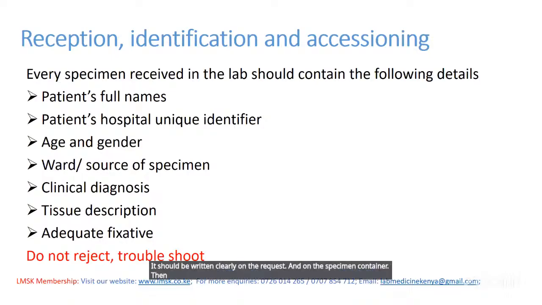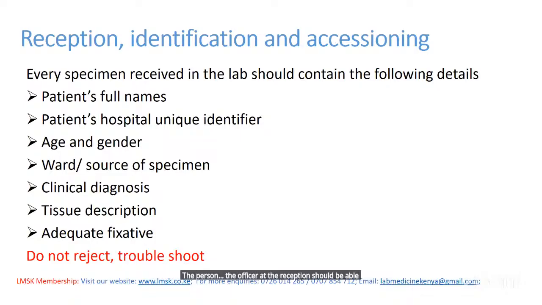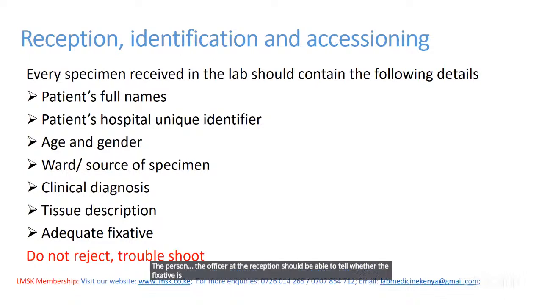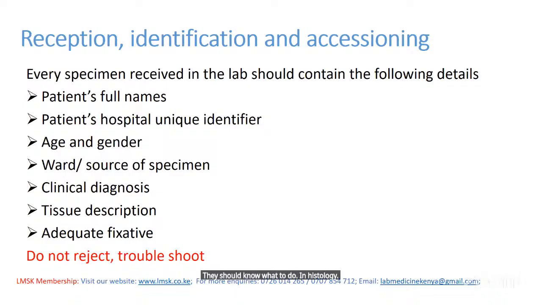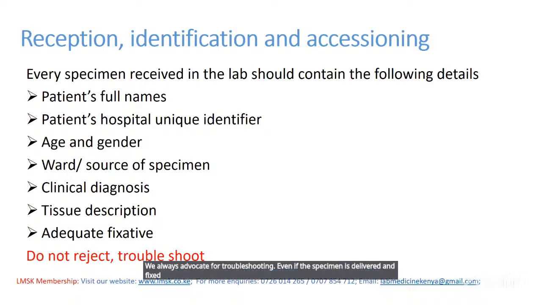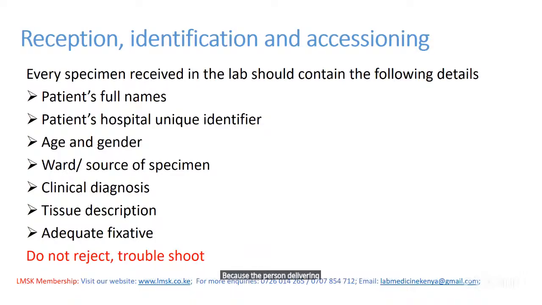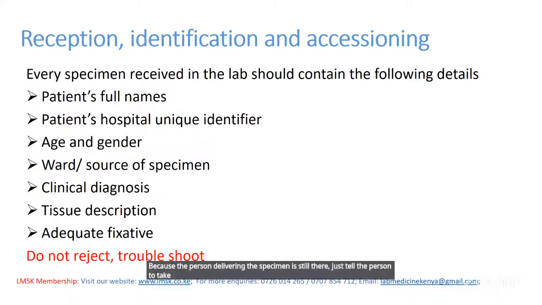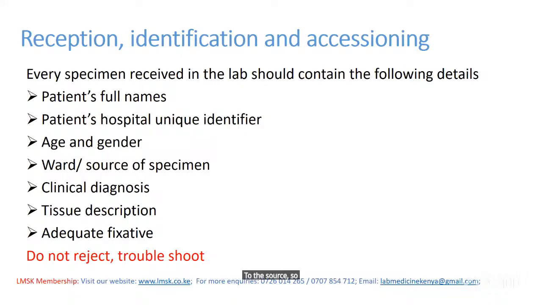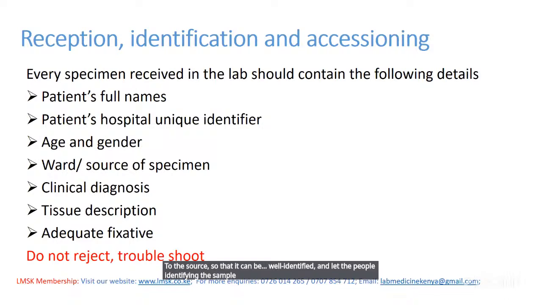Then the specimen should be in adequate fixative. The officer at the reception should be able to tell whether the fixative is adequate or not, and if it's not, they should know what to do. In histology, we don't reject any sample. We always advocate for troubleshooting, even if the specimen is delivered unfixed or unlabeled, because the person delivering the specimen is still there. Just tell the person to take the specimen back to the source so that it can be well identified, and let the people identifying the sample take responsibility for that particular correction.